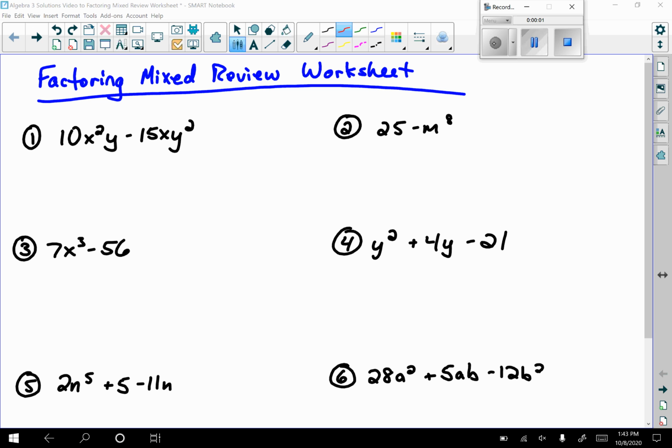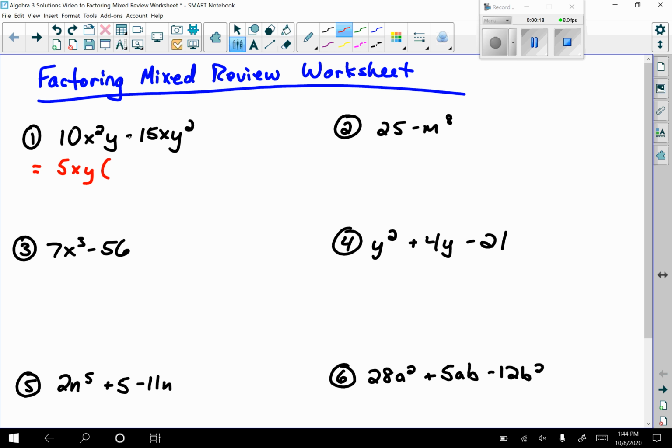So here are the solutions to the factoring mixed review sheet that you guys got on Wednesday. So let's take a look at number one. What we could really just do here is factor out a GCF. This isn't a special type. So I could factor out a 5, an X, and a Y.